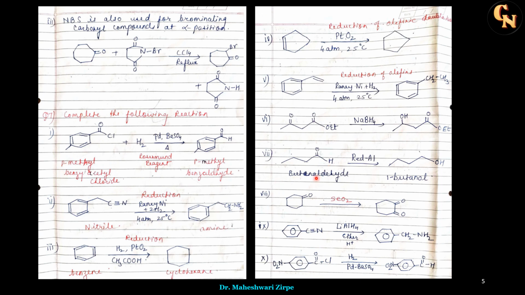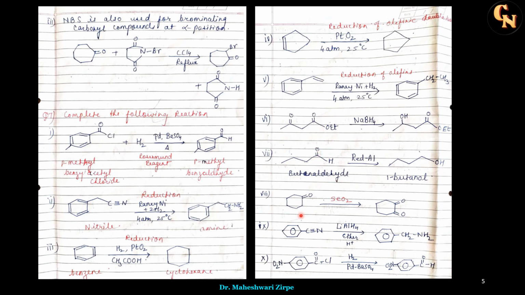Now the next one is butanal, where the aldehyde group has been reduced to a primary alcohol using red aluminium. Either it will be red aluminium or on the arrow they can give you lithium aluminum hydride. So you should know that either red aluminium or lithium aluminum hydride can be used to reduce the aldehyde to primary alcohols. So the aldehyde has been reduced to a primary alcohol. Again same, the pi bond of C=O has been reduced and hydrogens have been added at the carbon and oxygen.